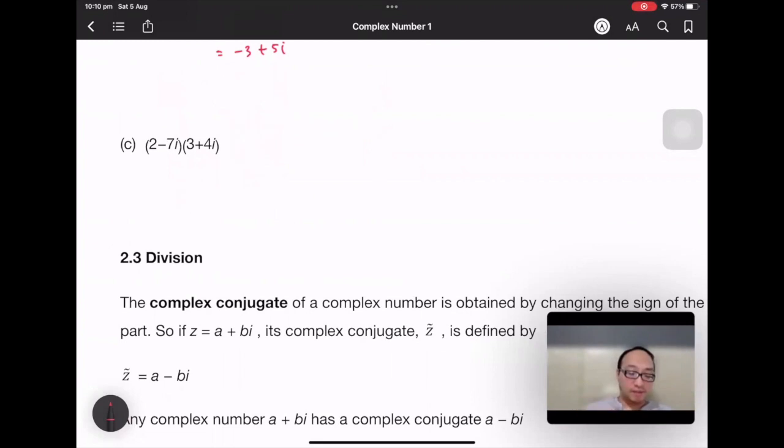See, we do the calculation expansion as usual. So this is 6 plus 8i minus 21i and minus 28i squared. So simplify. We will have 6 minus 13i minus, in here we have i squared, so it becomes negative 1, so plus 28. So we will have 34 minus 13i.